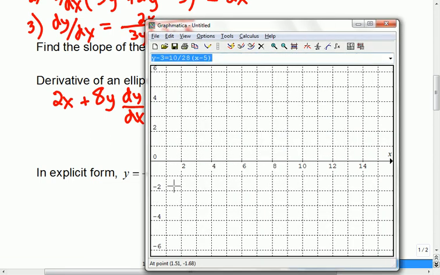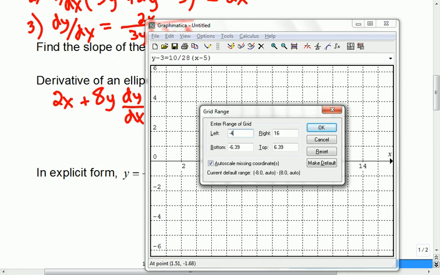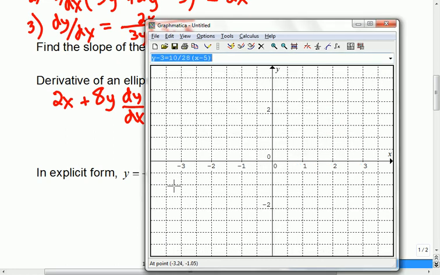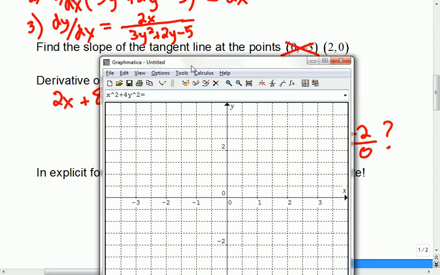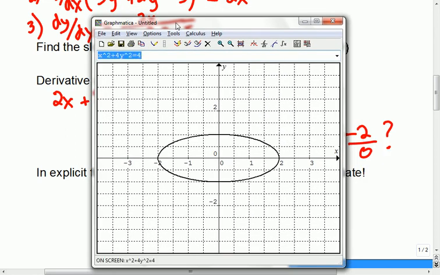Let me clear this off. So if we go from, I don't know, let's go from -4 to 4. And the equation that we were dealing with is x squared plus 4y squared equals 4. So there's the ellipse, the oval. And does it make sense that the tangent line's undefined there? Does that make sense to you that it should be a vertical line? So there's the tangent line at x equals 2. It's a vertical line.